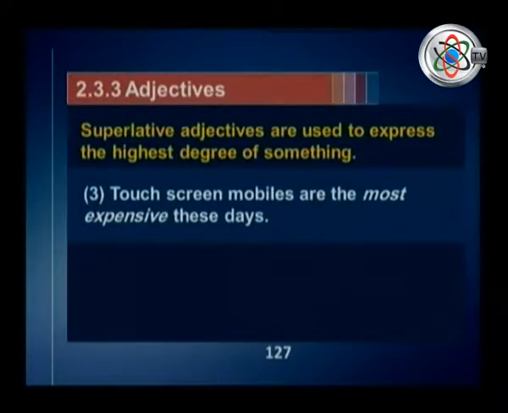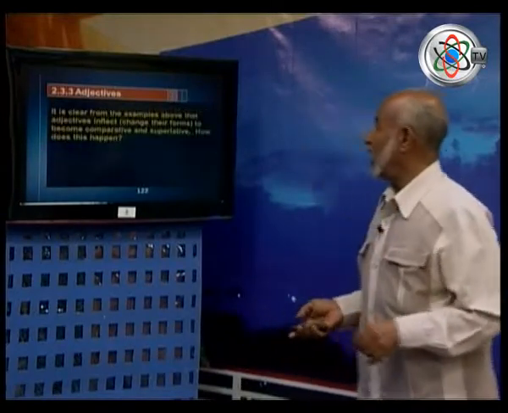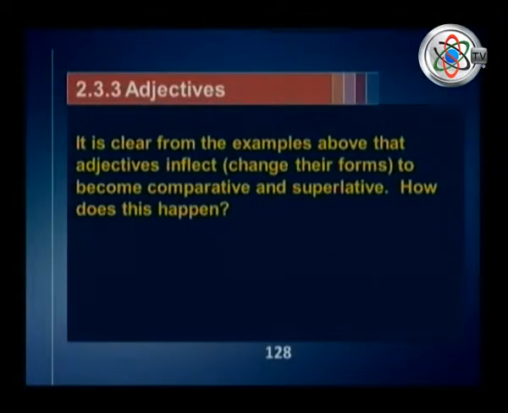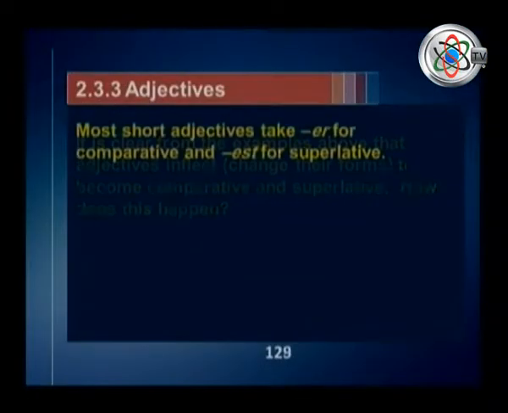Superlative adjectives can also express the highest degree of something, as we said. Touch screen mobiles are the most expensive these days. They are the most expensive. And adjectives, in general, it is clear from the examples above that adjectives inflect. Inflect means change. They can change their forms to become comparative and superlative. How does this happen? Let us see.